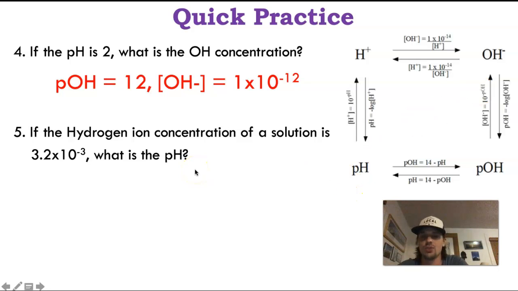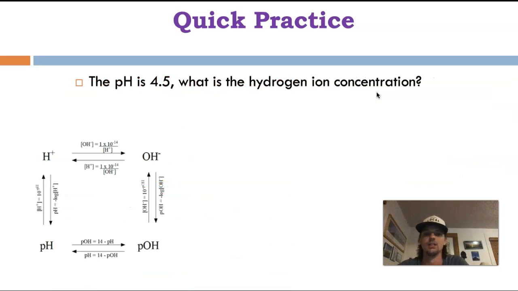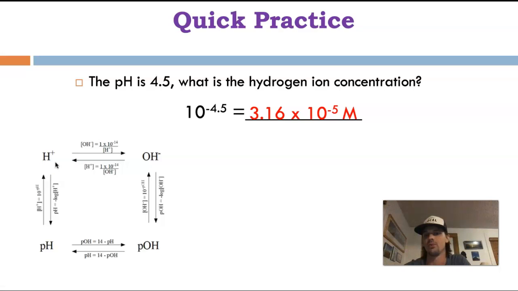The hydrogen ion concentration of a solution is 3.23 times 10 to the negative third. What is the pH? I'm trying to figure out pH. I'm starting at hydrogen. I'm going to take the negative log of the hydrogen ion concentration, and that's going to give me pH. So the negative log of 3.2 times 10 to the negative third is 2.49. All right. The pH is 4.5. What is the hydrogen ion concentration? Again, I'm going between pH and hydrogen ion concentration. I'm taking 10 to the negative power of the pH. 10 to the negative 5.4 is 3.16 times 10 to the negative fifth. There's my hydrogen ion concentration in molarity.